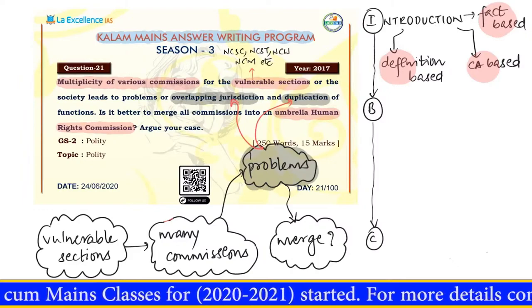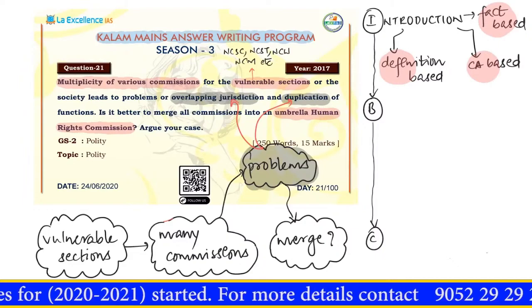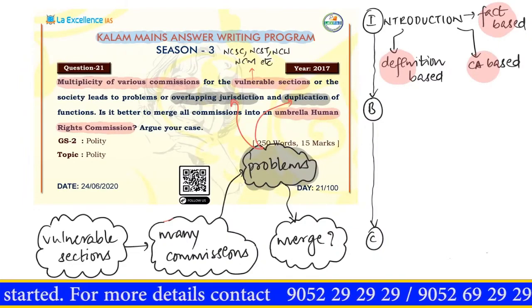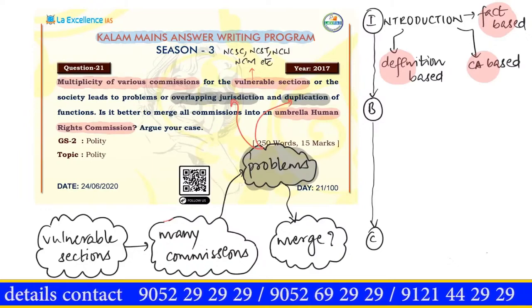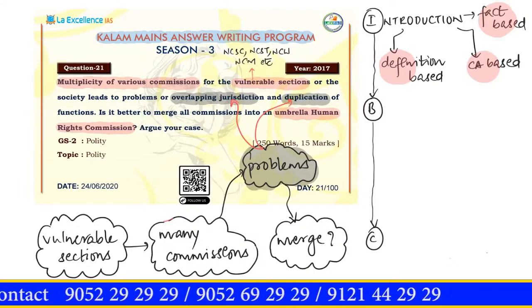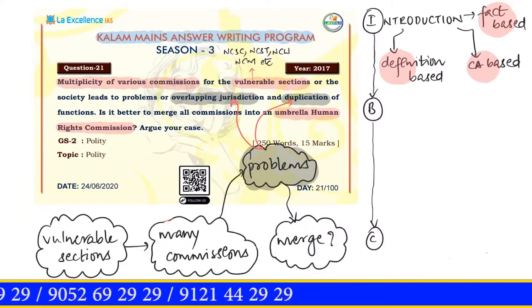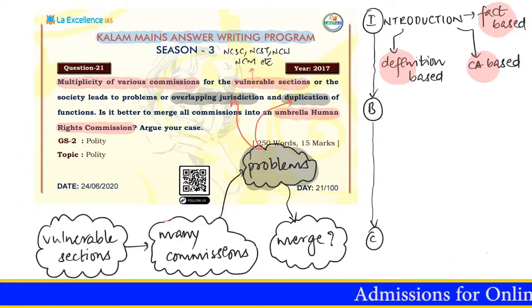There is a conflict, there is an overlap between these three bodies in terms of their functions, because they are trying to address a single individual who is this particular woman. That woman is related to NCST, she is probably related to Human Rights Commission, and she is definitely related to National Commission for Women. So there is some overlap of jurisdiction. I'm speaking in loose terms, so you get a gist of what the problem is here. So in such a situation, can we have an umbrella human rights commission?